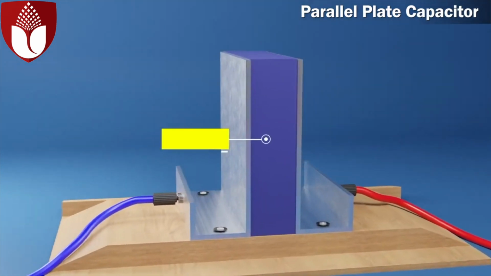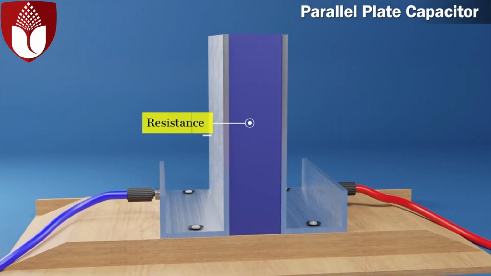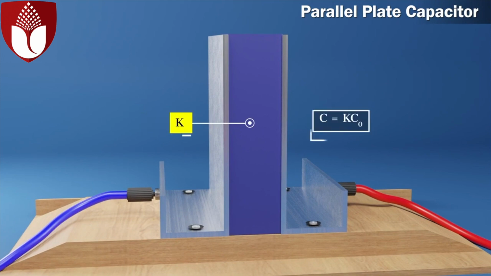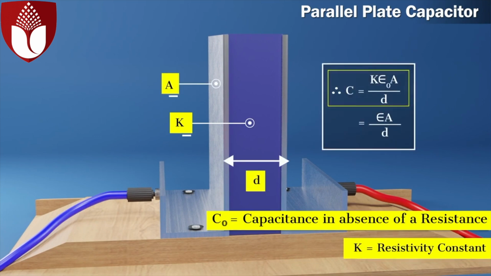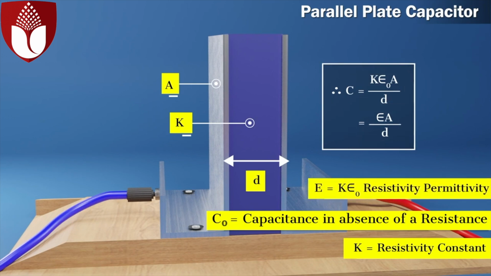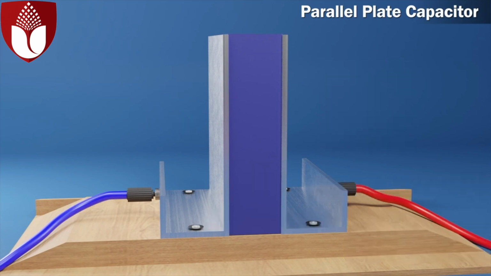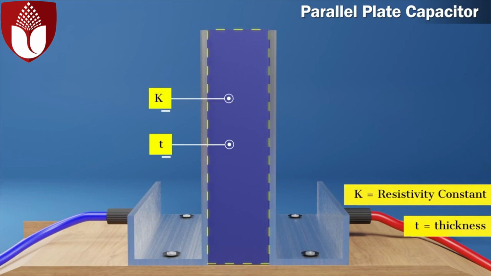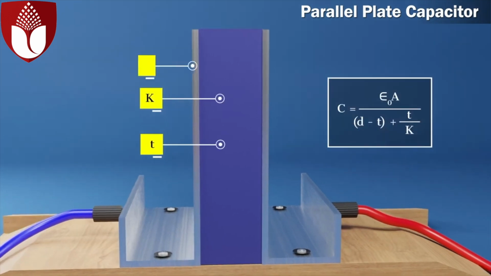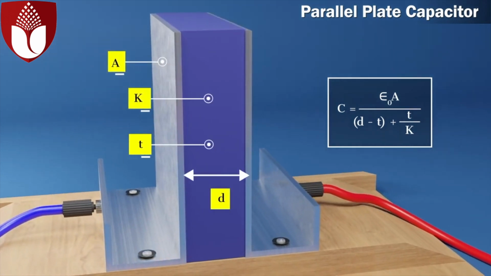By filling the space between the plates with a dielectric, capacitance increases by K times. Hence, C is equal to K C naught, where C naught is the capacitance in absence of a dielectric and K is the dielectric constant. Hence, C is equal to K epsilon naught A by d, which is equal to epsilon A by d. Here, epsilon is equal to K epsilon naught, the permittivity. If a dielectric of thickness t and dielectric constant K is placed in between the capacitor plates, then C is equal to epsilon naught A by d minus t plus t by K.